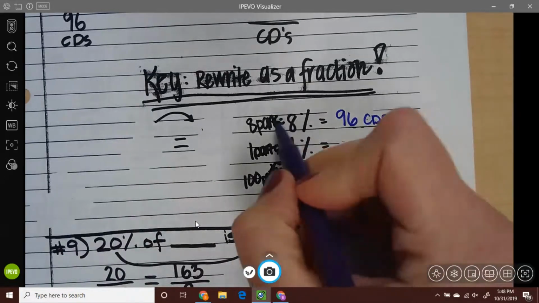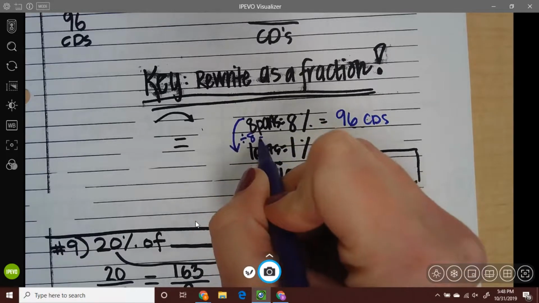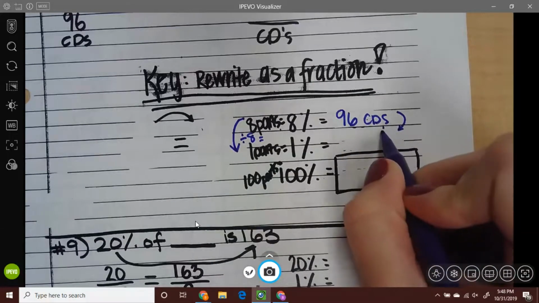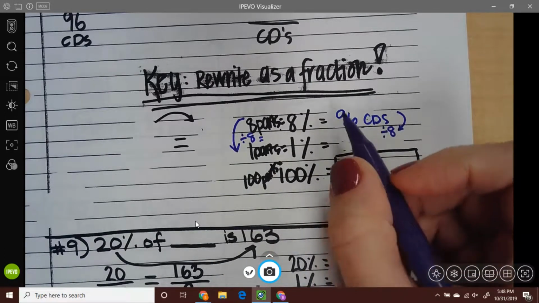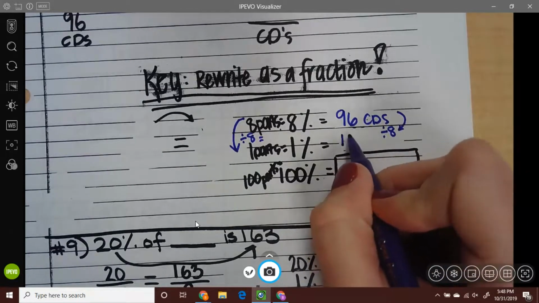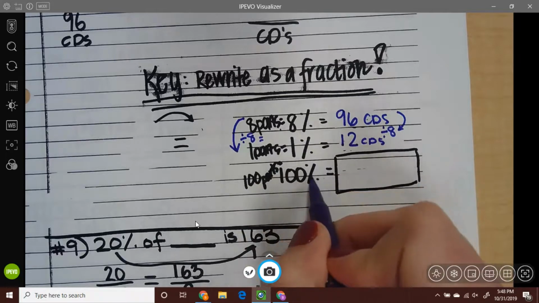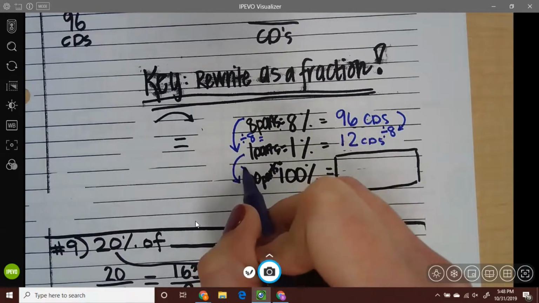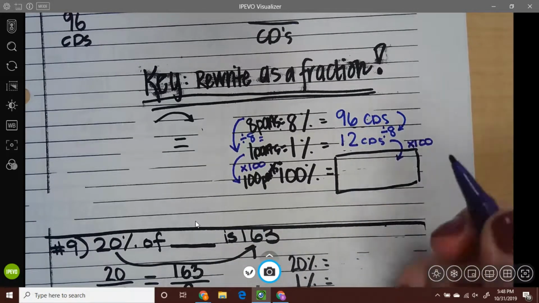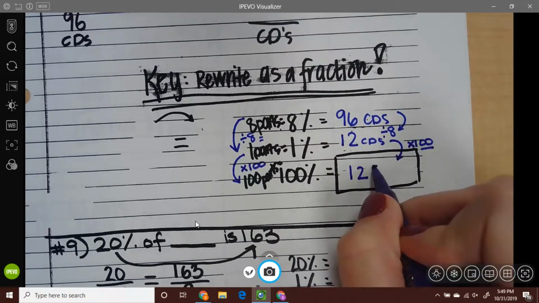So I can just go 8 divided by 8 equals 1. So 96, I go to the same one, same proportion. 96 divided by 8 equals, well, you know the math fact, it's 12 CDs. And then I'm going to go from 1 to 100. So I take 1 times 100 to get there, and I would take the same proportion over here, 12 times 100. So I can look at the base fact, 12 times 1 is 12, and then multiply it by 100. So I would have 1,200 CDs.